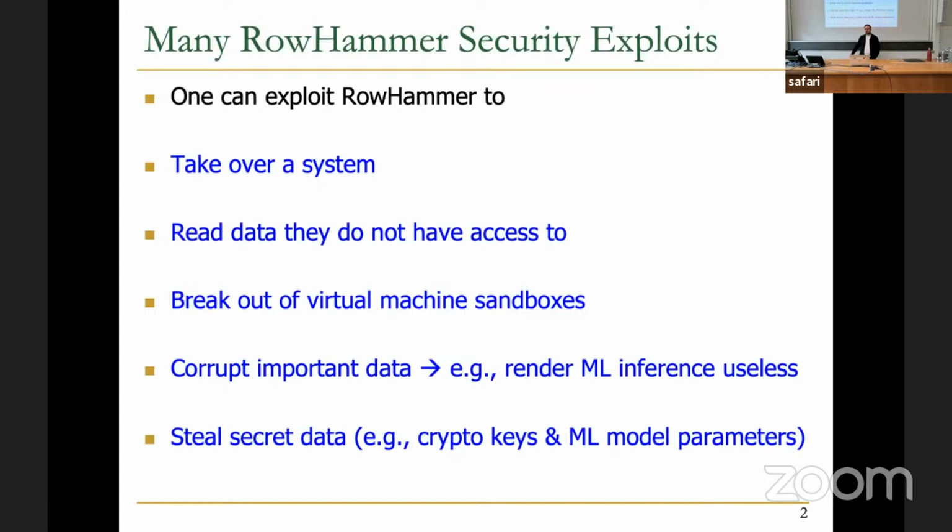There are many, so our main focus will be on RowHammer, but we can extend the problems that we talk about for RowHammer to other vulnerabilities in memory devices. RowHammer is used by a lot of security exploits. You can use RowHammer to take over a system, read data that you don't have read access or permission to. You can break out of virtual machine sandboxes, corrupt important data, change critical workloads' behavior, and steal sensitive data like your SSH keys, for example.